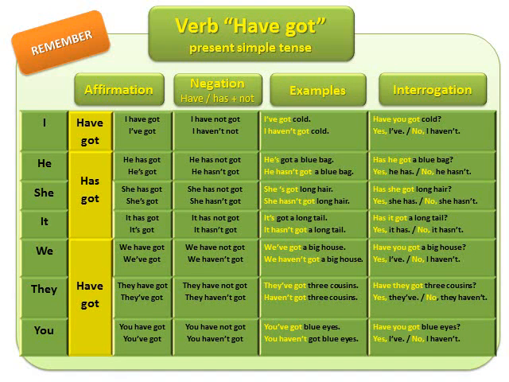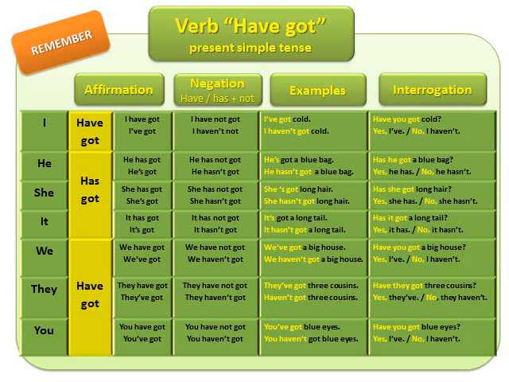Here is another table to revise the expression have got in the present simple tense. Take a quick look at the table. You'll notice here in column 3, we have the expression have got in the affirmative form. For example, he has got, this is the full form, or he's got, this is the abbreviated form. We have got, we've got, they have got, they've got, and so on. In the fourth column, we have the expression have got in the negative form, also in the full form and the abbreviated one.